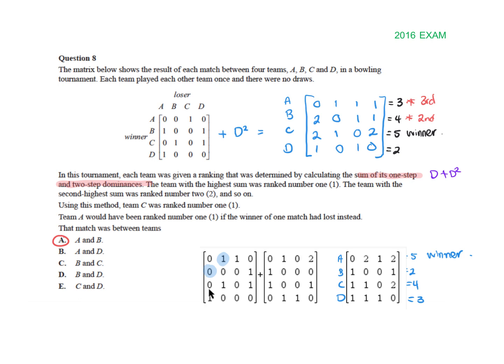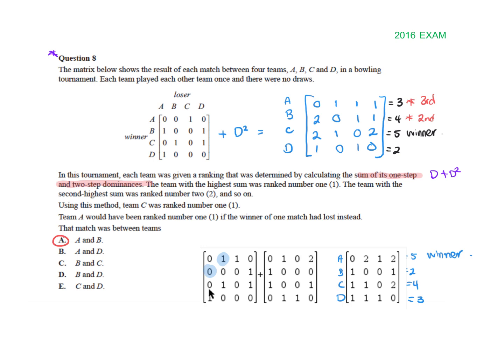So using this method, Team C would have been ranked 1. Team A would have been ranked 1 if the winner of one match had a loss instead. So what I have to do, this is quite a hard question. This is the last question in the multiple choice, so it is quite hard.